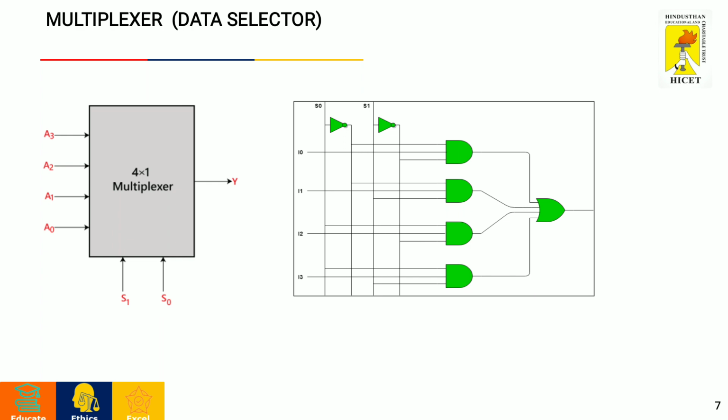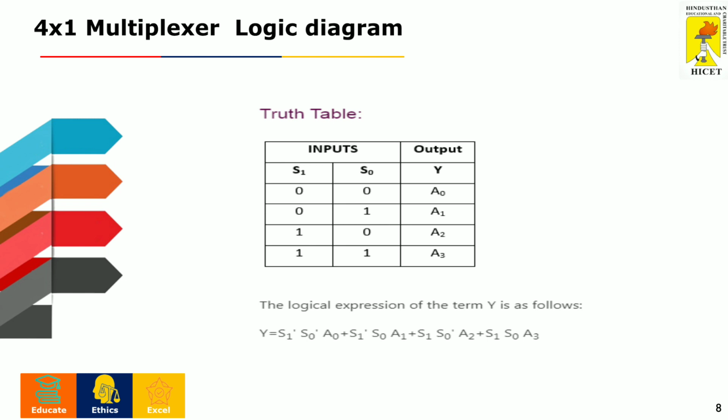If you are going to build this with a logic circuit, we implement it with AND gates, OR gates and NOT gates. In the truth table of this 4 cross 1 multiplexer, the inputs are the selection lines S0 and S1, and there is one single output line. The selection lines give 2 to the power of 2 is equal to 4 combinations: 0 0, 0 1, 1 0 and 1 1. For the 0 0 combination, A0 will be selected; for 0 1, A1; for 1 0, A2; and for 1 1, A3. Whatever data is available in A0 will be transferred to the output.